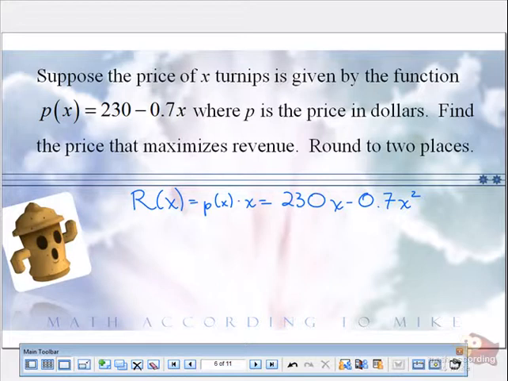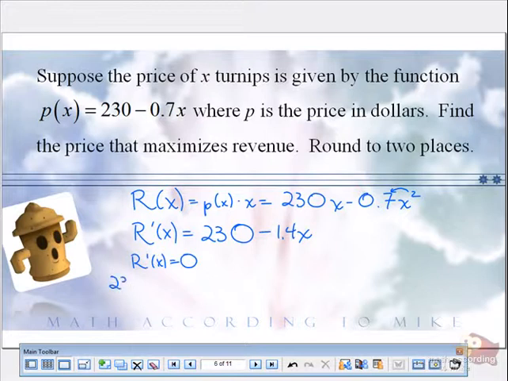Okay? So we do the same process. We find the critical numbers. Keep in mind that the original function is a polynomial, so the derivative will also be a polynomial. Well, 230 minus, remember you have to do the power rule, so 2 times 0.7, 1.4x. Good. We're not going to do the part where the derivative does not exist, because polynomials always exist. So we have to worry about where the derivative equals 0. So you're going to do 230 minus 1.4x equals 0.